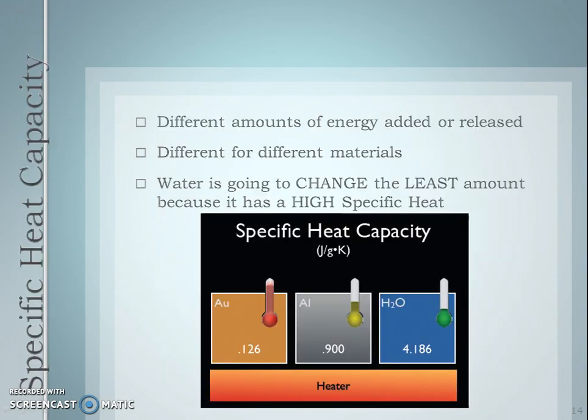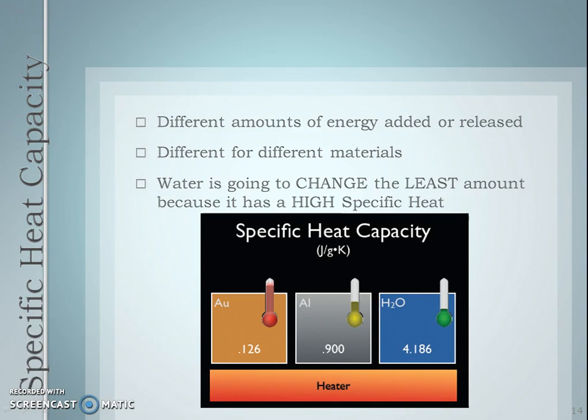Then he talked about different specific heat capacities of different substances. Gold is very, very low. It doesn't take a lot of energy to heat up gold at any time. Where water, it's going to take a lot of heat energy, 4.186 joules per gram Kelvin, in order to raise its temperature. And that's one of the reasons why pool water takes a long time to heat up. It takes all summer until it actually gets warm.